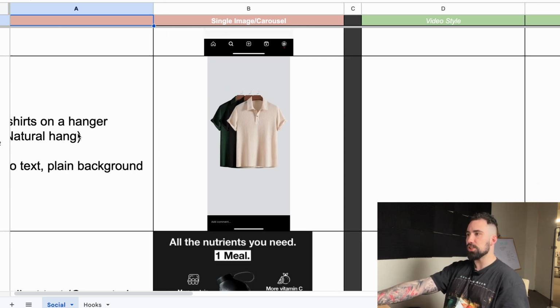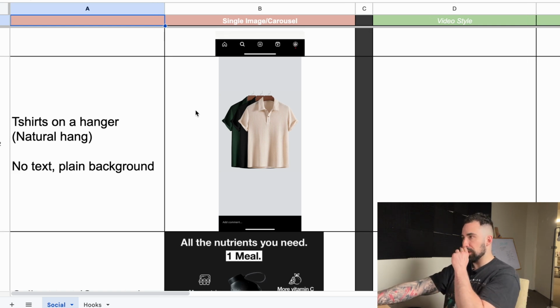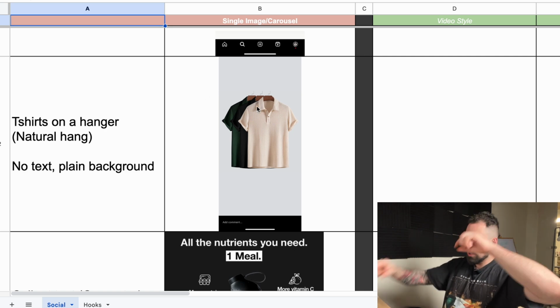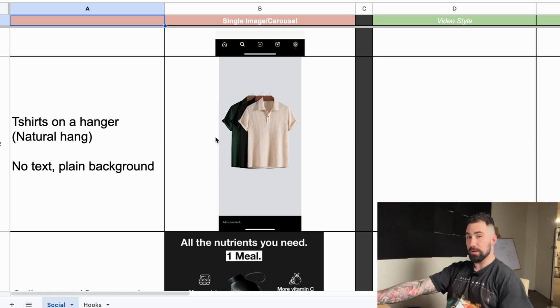We have one more, t-shirts on a hanger. That works really well. It creates a more natural look instead of a lifestyle shot or a plain background. This, from a hanger, works really, really well. And I see these work really well with more old money style clothing.